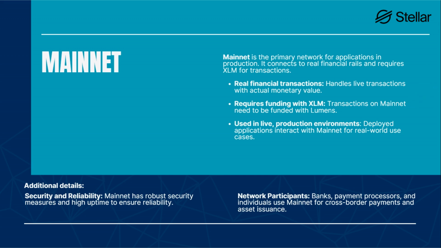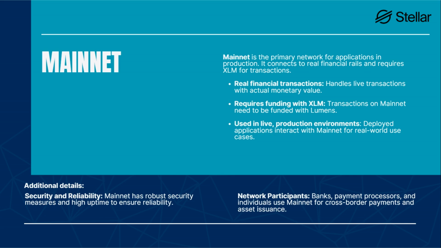Let's start with Mainnet, which is the real Stellar network. Mainnet is the production environment, the live blockchain where real money moves. Every transaction on the mainnet has real financial value. That means real payments, real asset issuance, real remittances, and real applications.